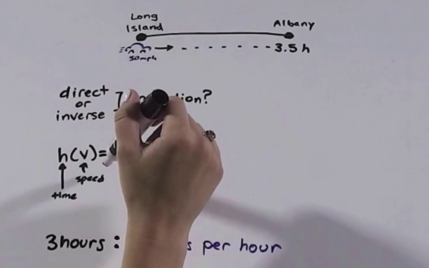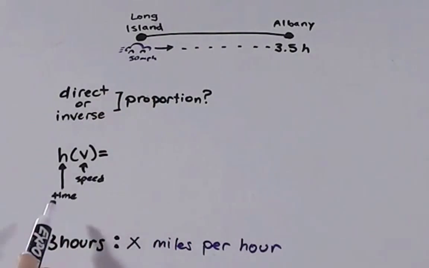Find a formula for the relationship of time with respect to speed, and how many miles per hour would you need to drive to make it to Albany in 3 hours? So this first question doesn't even involve any math. It's just a question of understanding basic physics.